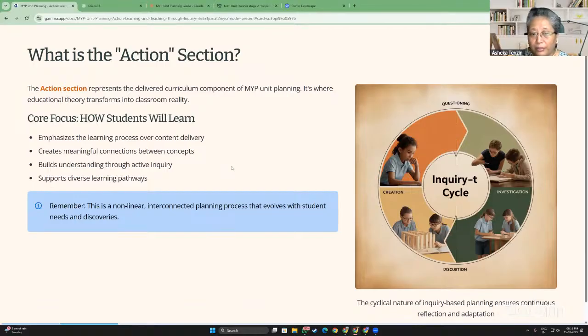And you should remember that when you are making this part of the planner, learning is non-linear, okay, and there has to be interconnected planning. All right, and it will evolve around students' needs and discoveries. What are the students wanting to learn? Of course, you will have your learning objectives, you will have your learning outcomes, but you also have to put the student in the center when they are learning, so you give student voice, choice, ownership, student agency. All right, so this is about what is there in the action section of the planner.